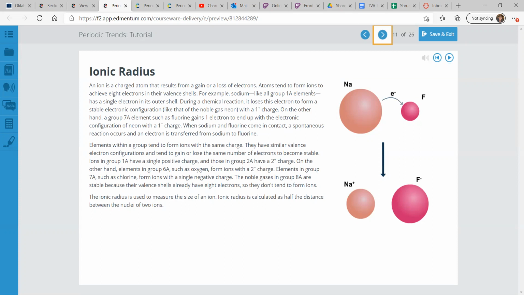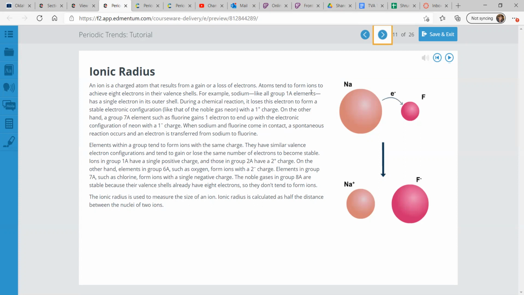The noble gases in group 8A are stable because their valence electron shells already have 8 electrons. So they don't tend to form ions. They're not losing or gaining anything. They stay the same, chargeless.